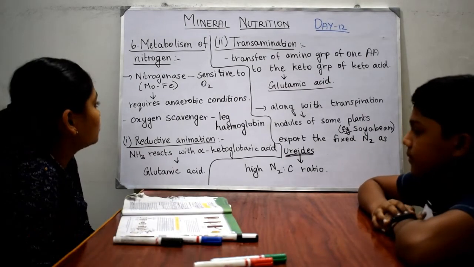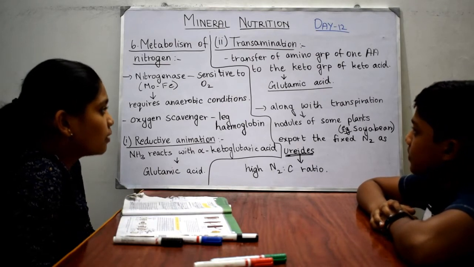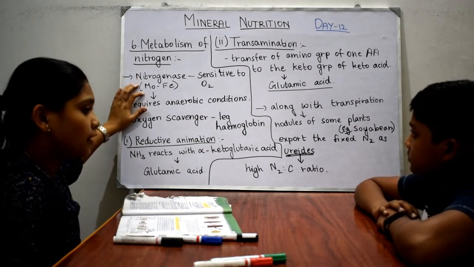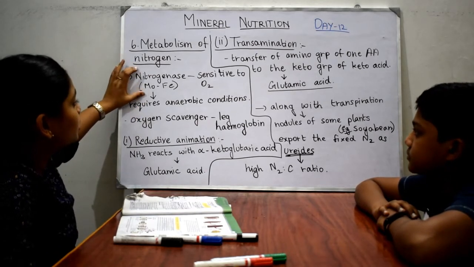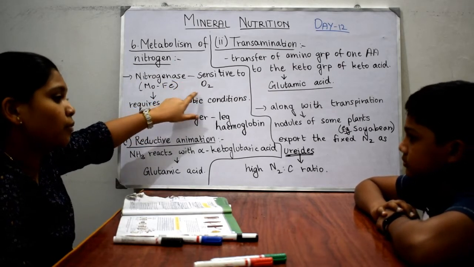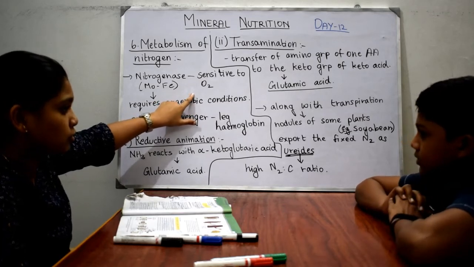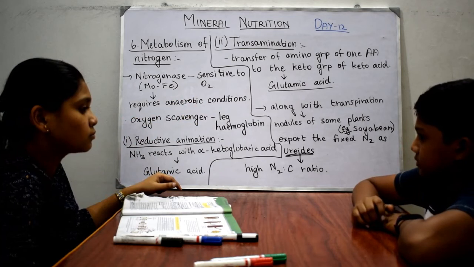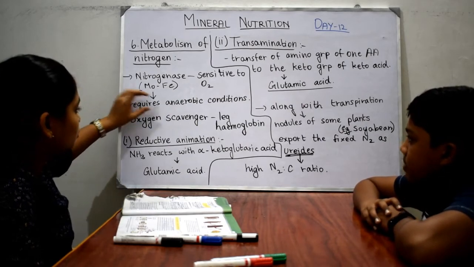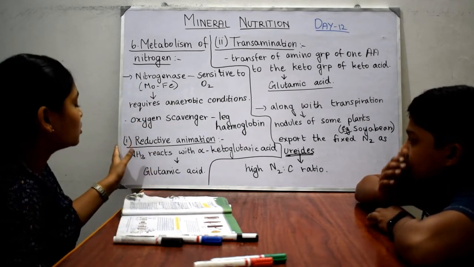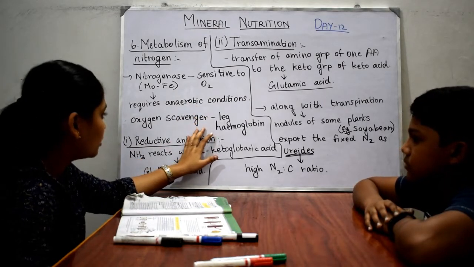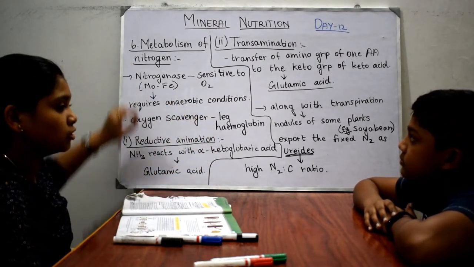Now we are going to see about nitrogenase and its activity. Nitrogenase is composed of molybdenum and iron complexes. It is sensitive to oxygen, which means that in the presence of oxygen it cannot convert nitrogen to ammonia. It requires anaerobic conditions, without oxygen. There are oxygen scavengers inside the root nodules called leghemoglobin, and this leghemoglobin protects nitrogenase from oxygen.